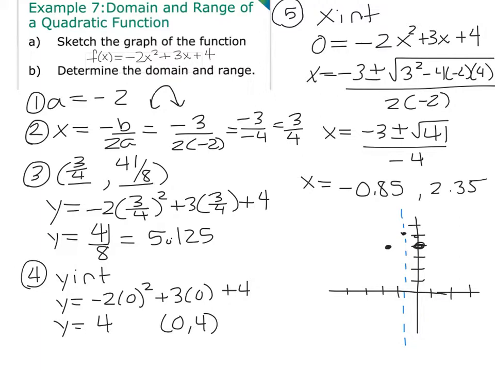So you can use symmetry to get more dots. And I know that I am going to cross the x-axis at negative 0.85, so almost negative 1, and positive 2.35. And then do the best you can to draw your parabola. Oh, you know what I did? I put the 3/4 on the wrong side of the axis.